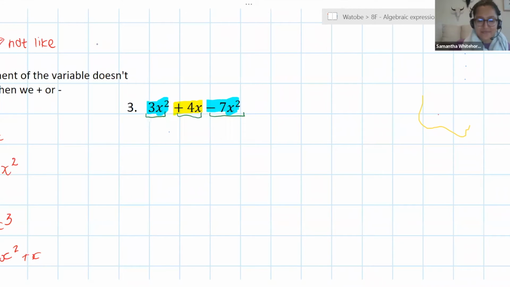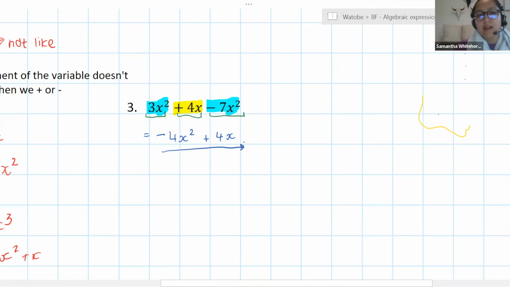Okay, we're getting there. Right, let's just finish this off so we can see that we've got our like terms now, and I'm really liking what I'm seeing in this chat here. 3x squared minus 7x squared, we're taking 7 away from 3, so I'm going to end up with a negative 4x squared. And then because that plus 4x doesn't have any like terms, it's just by itself, we just write it there, and that's our final answer.